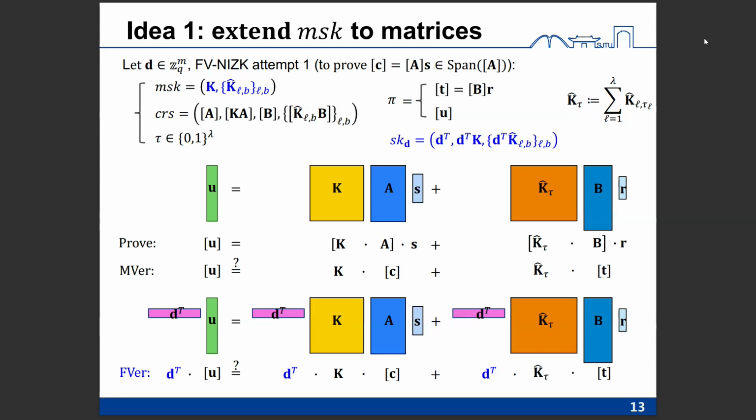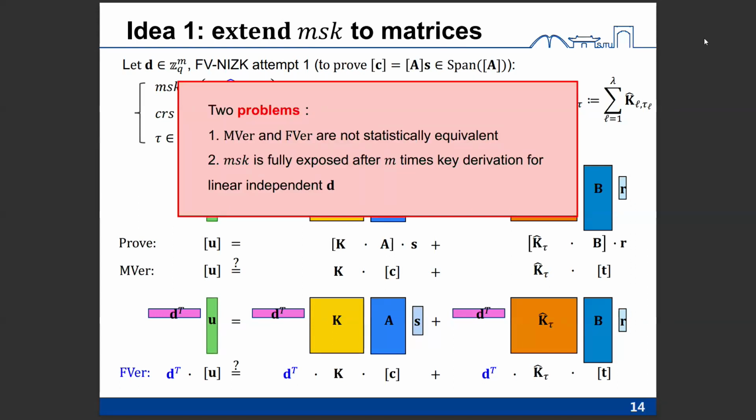But this is not enough since we have two problems in this design. The first problem is now M verifier and F verifier are not statistically equivalent. Actually, since the adversary knows D, it's very easy for the adversary to generate a proof pi which may pass F verifier but fails to pass M verifier. So that's the first problem. For the second problem, MSK is fully exposed after M times K derivation for linearly independent D. And we know if the MSK is exposed, then there's no security at all. So how to solve these two problems?